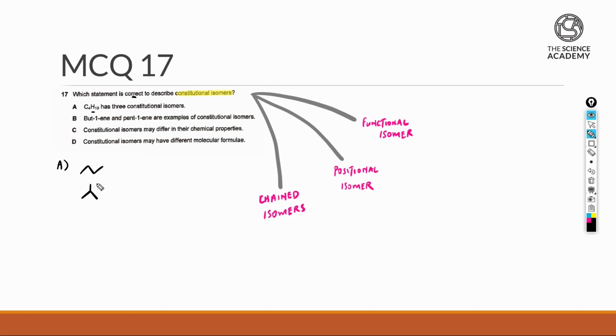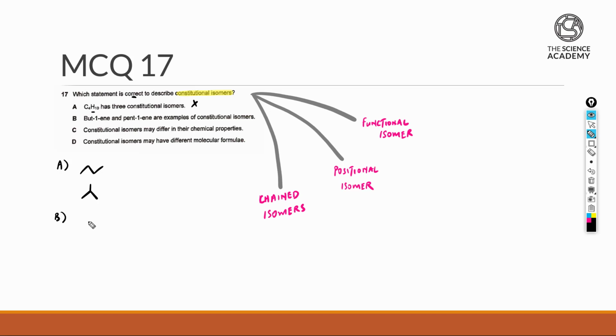So the next one here is we are concerned about chain, but is there any possibility of position isomer? It's going to be unlikely. Again, position isomer is going to be useful if you have functional groups, all right, alcohols, carboxylic acids, aldehydes, and ketones. So functional isomer, we don't have any functional isomer of alkane. So for A itself, this is going to be incorrect. We only have a total of 2 constitutional isomers.